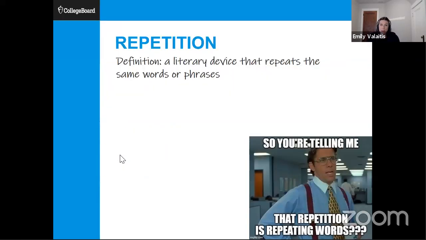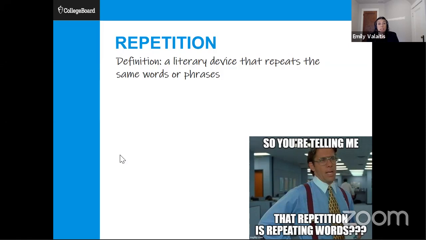All right, the next element is one that a lot of you write about. It's because it's something that you recognize that stands out to you as a reader, and that's repetition. Repetition is a literary device that repeats the same word or words or phrases. The main thing I'm going to encourage you to do, we're broken records here, is always connect it back to the argument or the rhetorical situation.